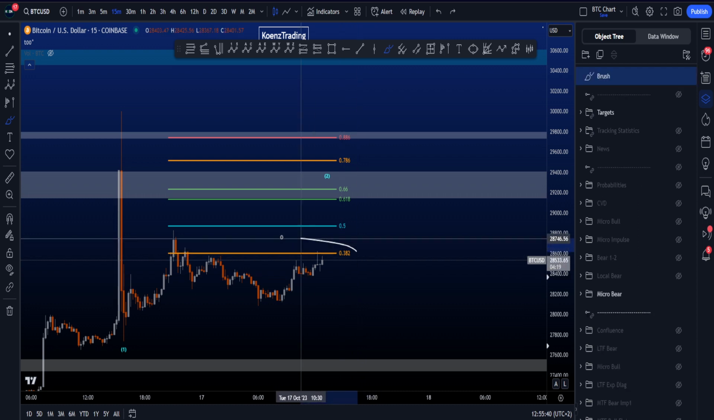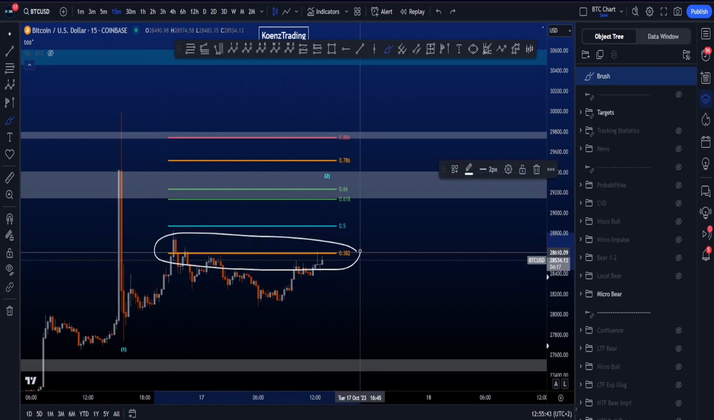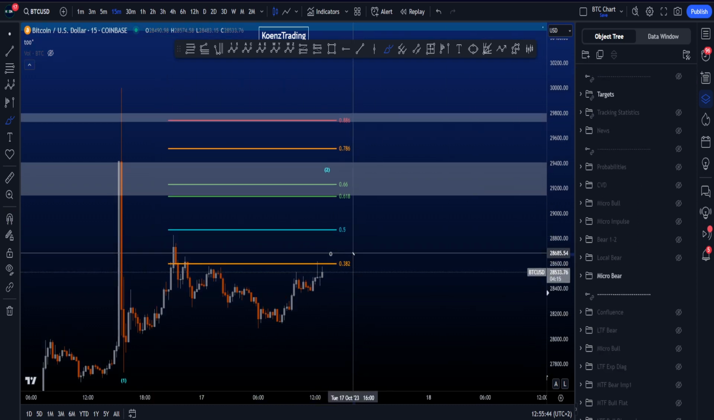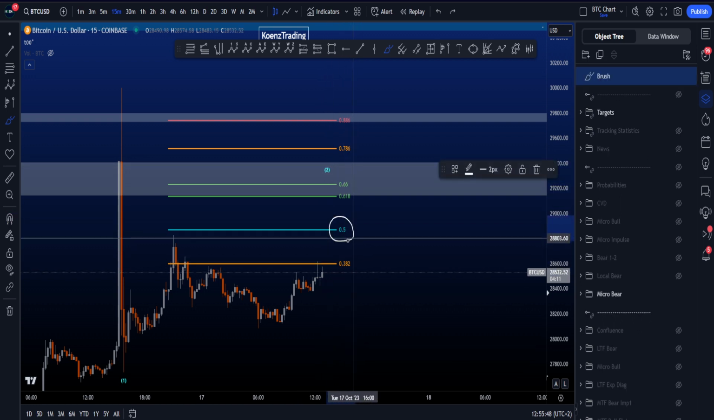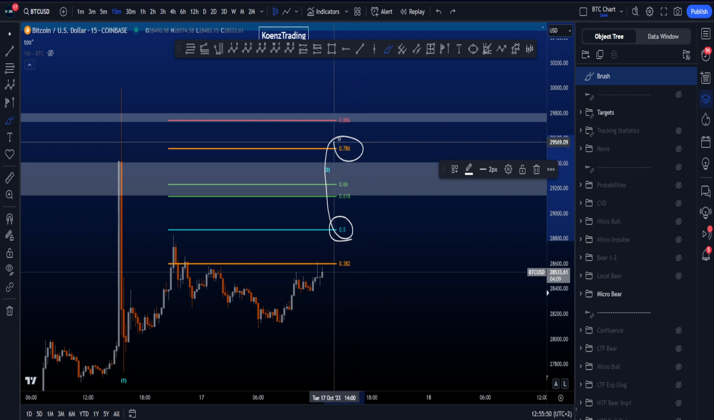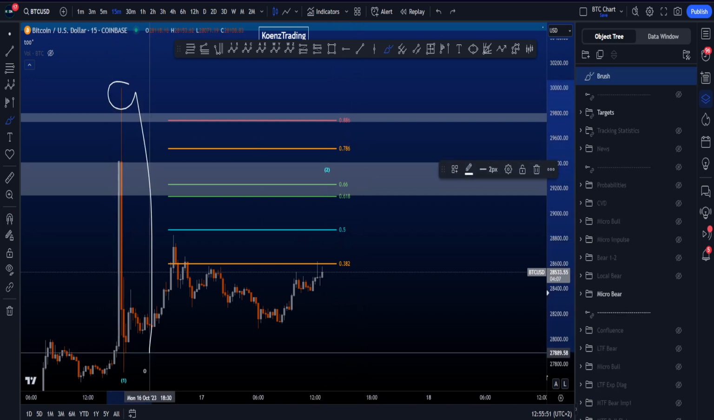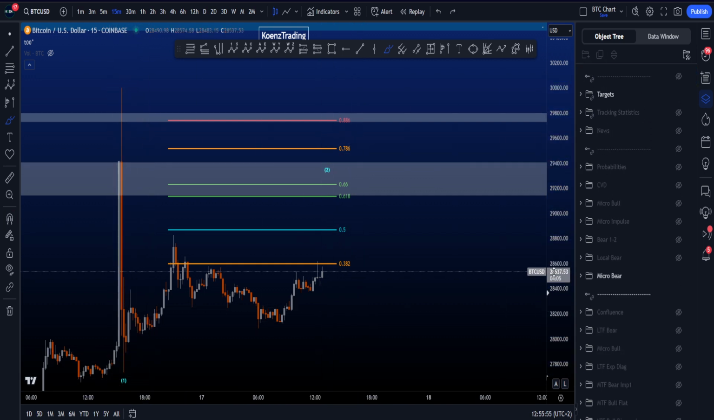In this scenario, you can see that the 0.382 has been touched multiple times, which is a less common target for a wave 2, as the most common target for a wave 2 is the 0.5 to the 0.786 Fibonacci, taken from the high to the low of this wave 1.